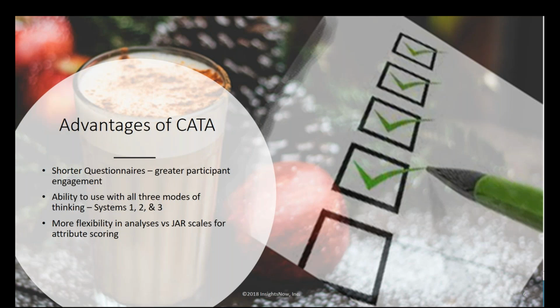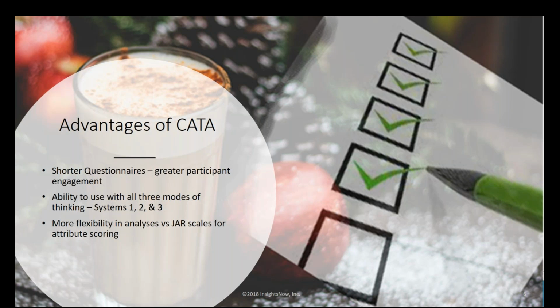The second is thinking about these types of questions through different modes of thinking. System 1, 2, and 3, implicit, explicit, prospective. It's a really different way, and it's been a real opportunity for me at Insights Now to think about my experience with Check All That Apply in kind of a new light. And I'll be excited to share this with you and go in deep with each of these a little bit later in the webinar.